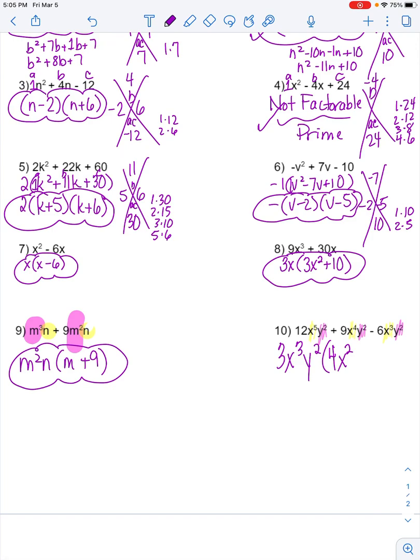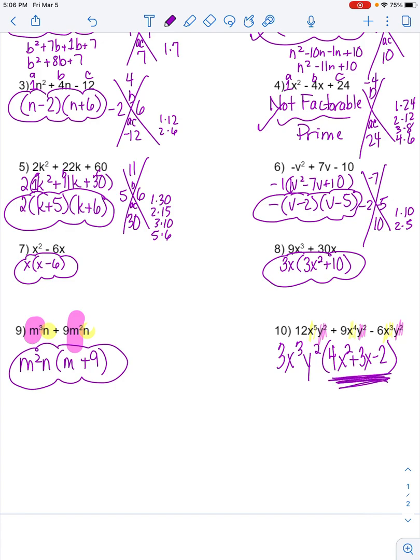Now let's take a look at the second term. 9 divided by 3 is 3. X to the fourth, you factor out 3, you're left with 1, and we factored out both y's. Minus 6 divided by 3 is 2. X to the third, we factored all those out. Y to the second, we factored all those out. So these right now are our two factors. 3x cubed y squared times 4x squared plus 3x minus 2.